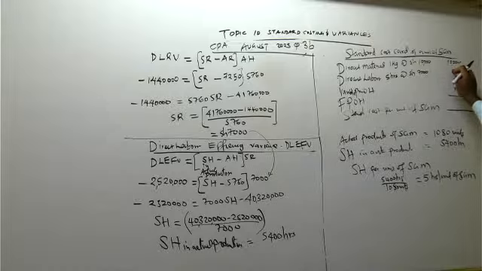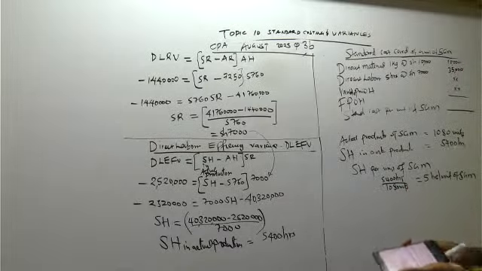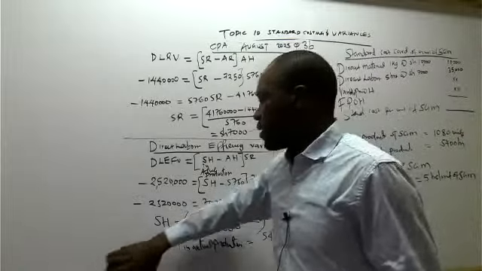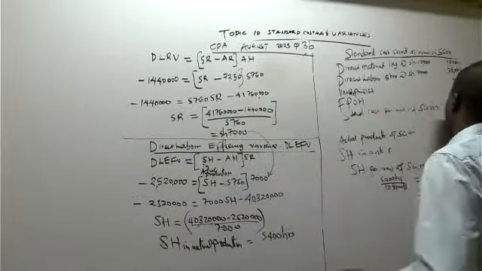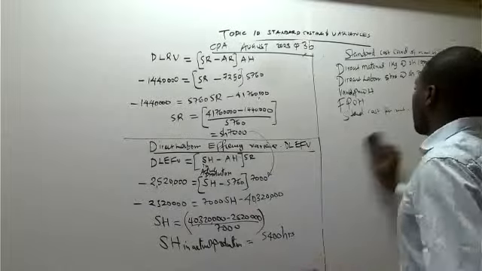Tunapata ngapi hapa juu? 35,000. 35. Mtu anapata 3,500. 35,000. That is it. There's nothing else. That's what you are required to calculate there.